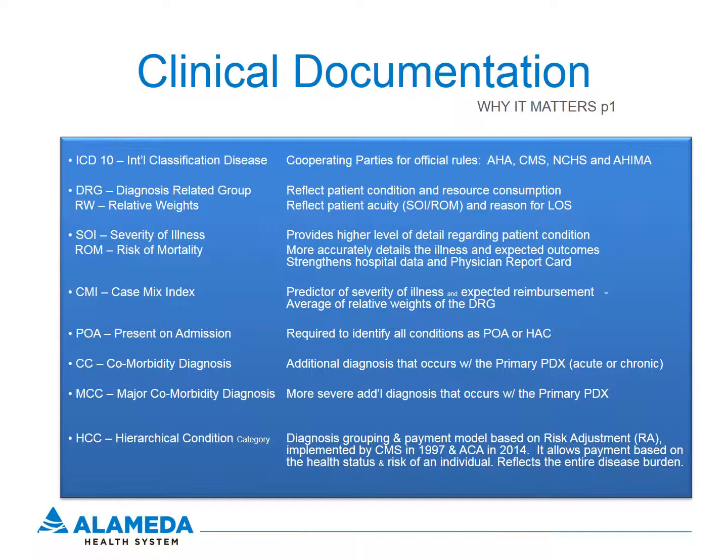A CMI is the case mix index. That is a sort of a predictor of a severity of illness and what the expected reimbursement will be, and it correlates with the average relative weights of the DRG that we talked about earlier.